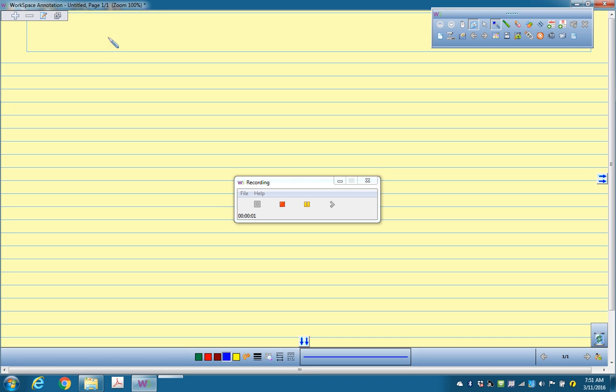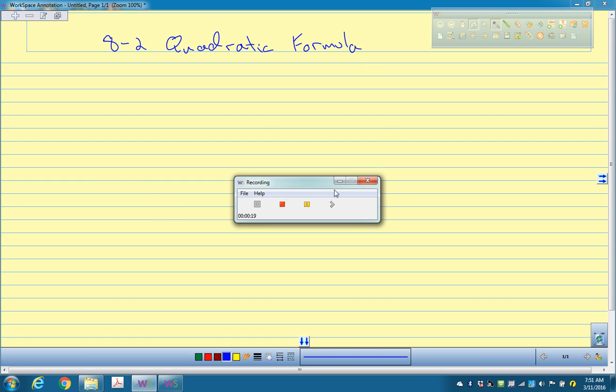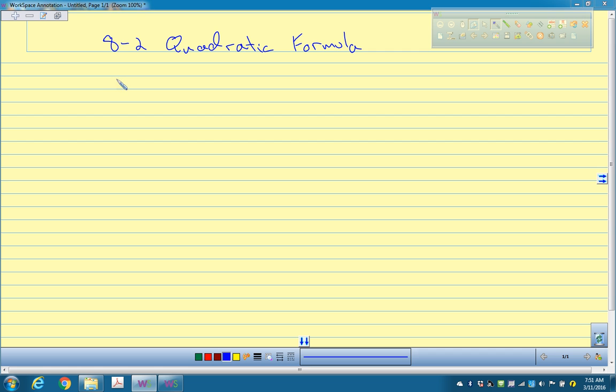So this is section 8-2, quadratic formula. Any quadratic equation you can solve using the quadratic formula. The equation has to be in this form: ax squared plus bx plus c equals 0. So before you could use the quadratic formula, I have to get everything over on the left side.